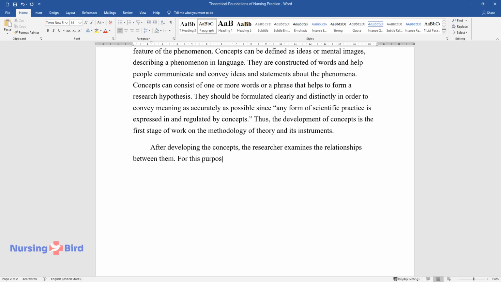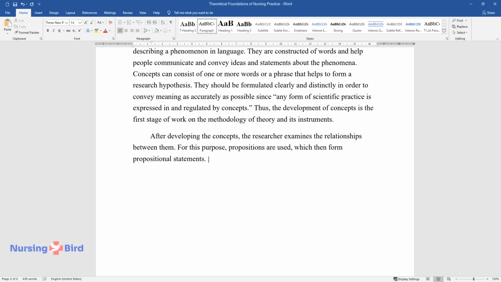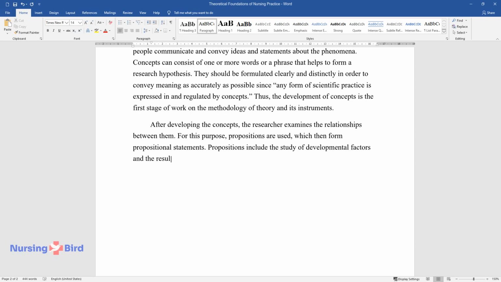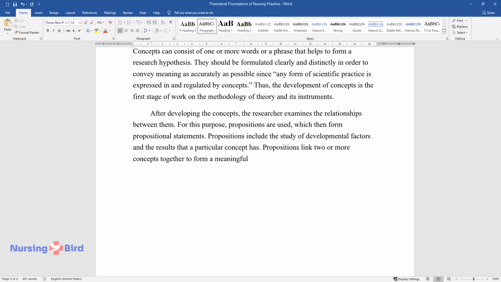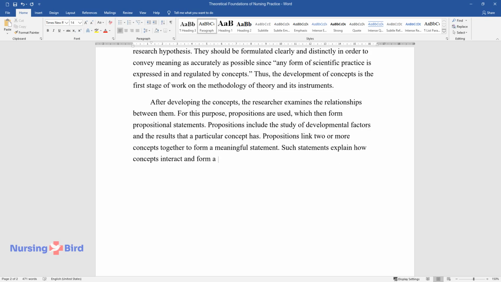For this purpose, propositions are used, which then form propositional statements. Propositions include the study of developmental factors and the results that a particular concept has. Propositions link two or more concepts together to form a meaningful statement. Such statements explain how concepts interact and form a description of the observed phenomenon.